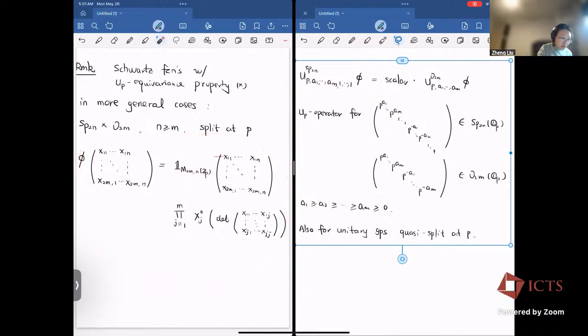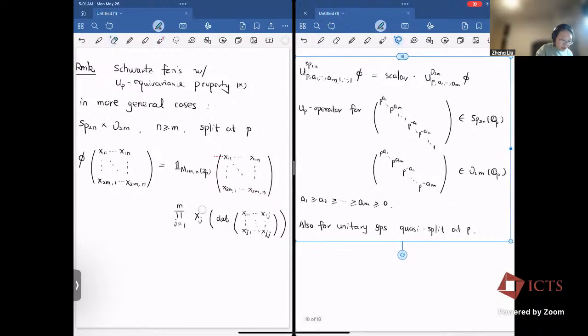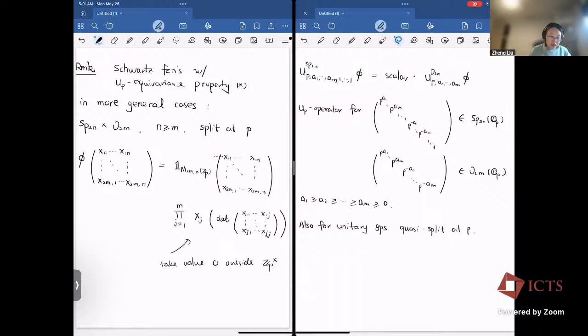And here again, I require these characters to take value 0 outside the Lippy cross. Then I can consider the U_p operators given a and multiples of decreasing integers. I have the corresponding U_p operators.